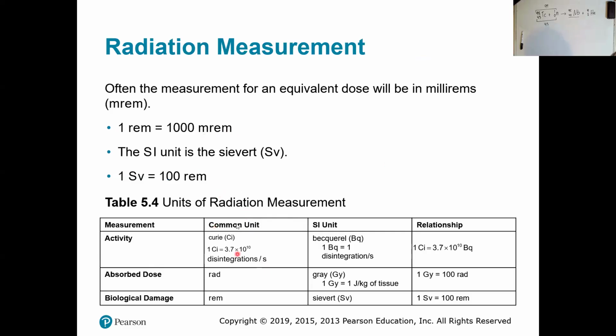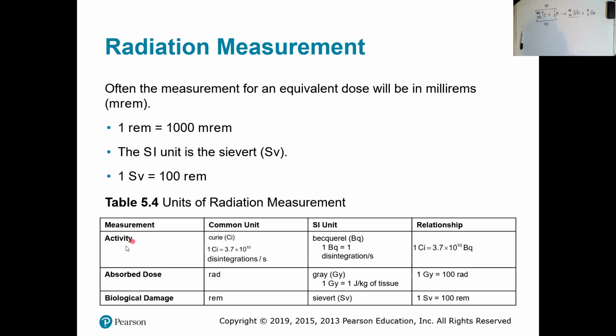This is a list of different types of equalities for your radiation measurements. You want to be familiar with using these. You don't need to necessarily have them memorized, but you want to be comfortable using the information to convert between different types of unit systems, just like we've been doing all semester.